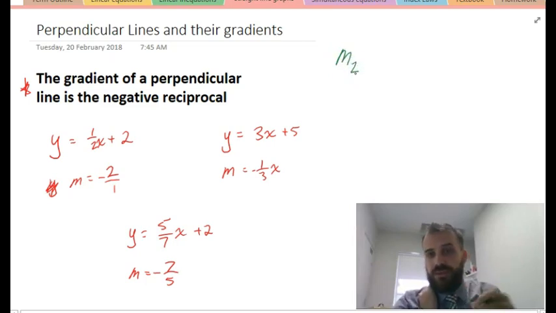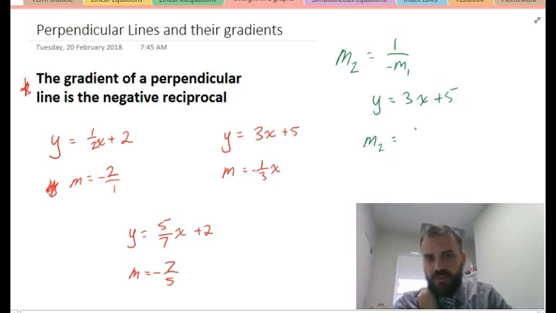Now we can formalize that just a little bit with this formula. M2, gradient 2, that's a little subscript 2 there, is equal to 1 over negative m1. So, for example, if I want to find a perpendicular line to y equals 3x plus 5, I can put into my formula gradient 2 is equal to 1 over negative gradient 1. That means that gradient 2 is equal to negative 1/3. That negative can just come out the front there.